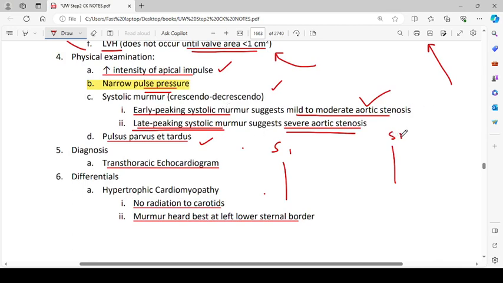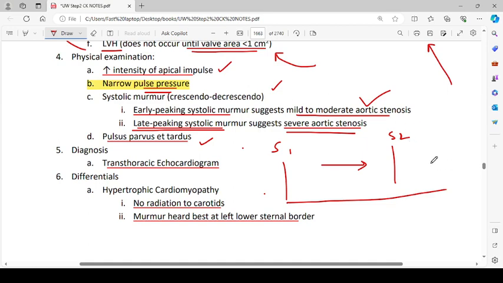So I was saying that this is S1 and this is S2. Now we are talking about the peak of the murmur in aortic stenosis. If it moves closer to S2, the situation is worse. The same is true of another condition. Now forget about aortic stenosis. Now I'm talking about mitral stenosis.